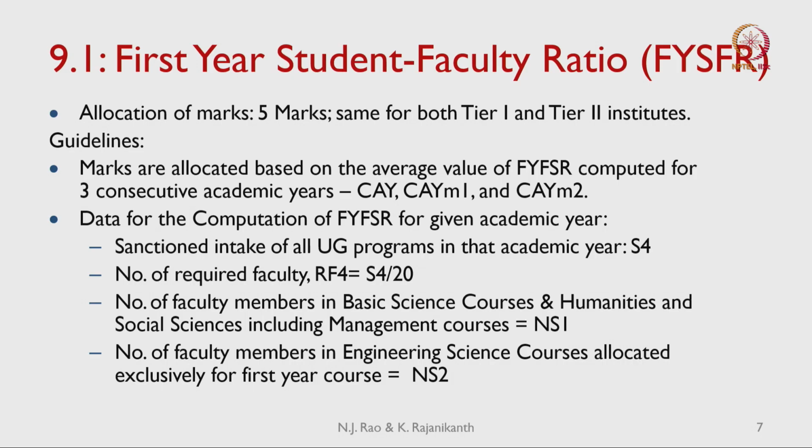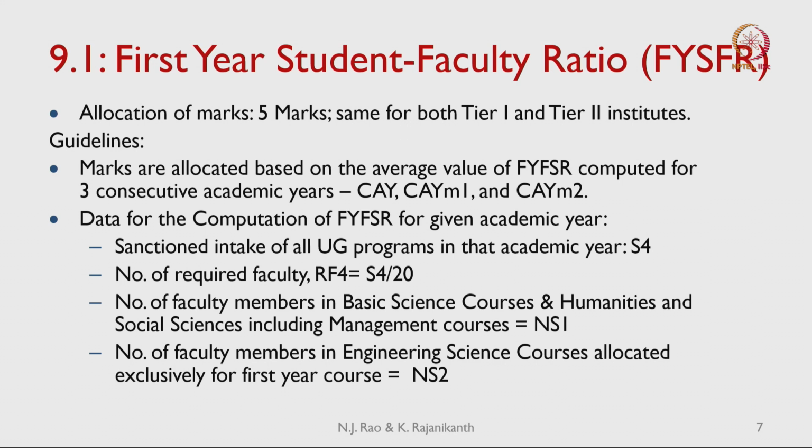Number of required faculty RF4 is based on maintaining a ratio of 1:20. So, if the sanctioned intake of all UG programs is S4, then S4 by 20 would be the required faculty. For the purpose of calculating this ratio, the required faculty is based on 1:20 ratio. So, number of required faculty RF4 is equal to S4 by 20. Notice this shows the typical calculation for 1 academic year. Similar thing we will have to do for 3 consecutive academic years.